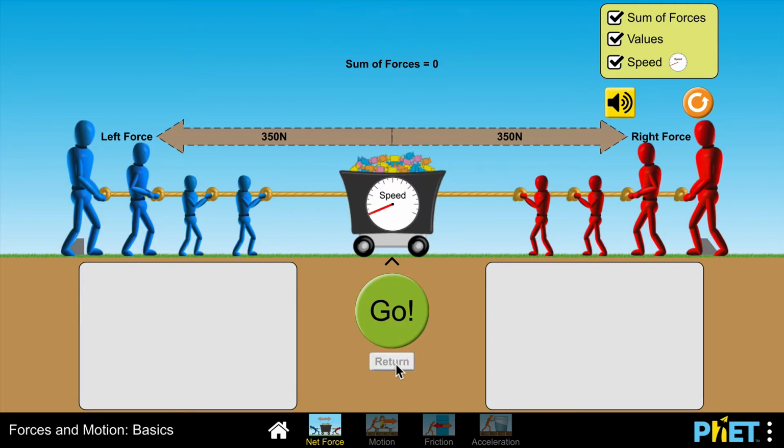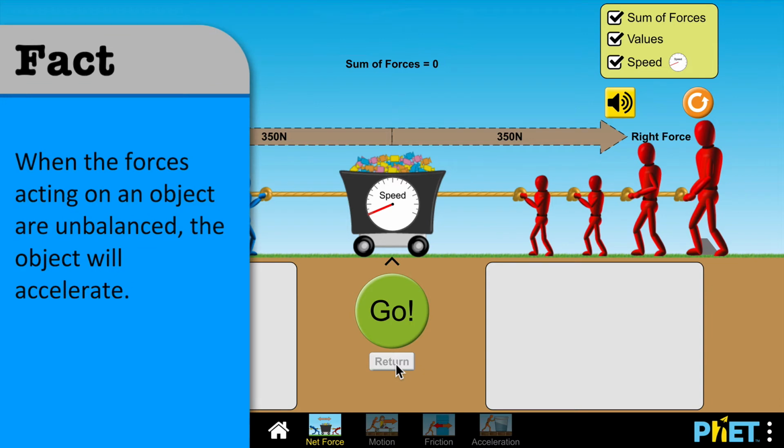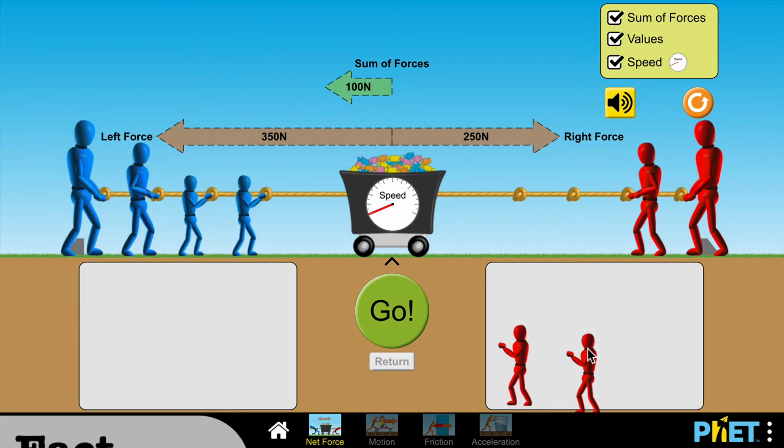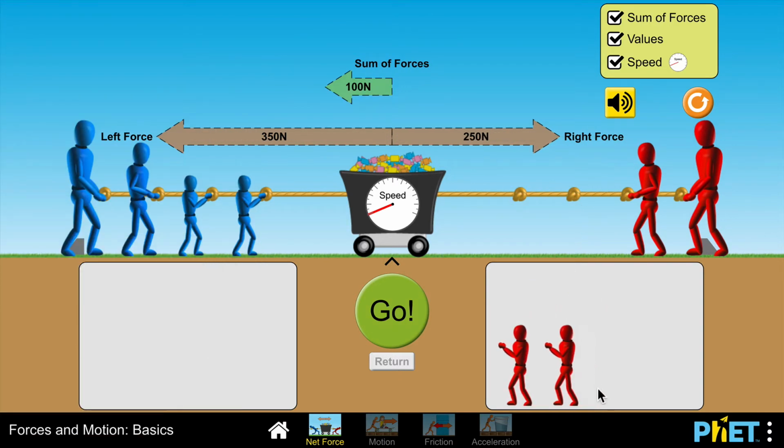Now Newton's second law. That says when the forces acting on an object are unbalanced, the object will accelerate. So let's remove some guys from that side there. There we go. Now we have a total force of 350 to the left, 250 to the right. So we have an unbalanced force of 100 newtons to the left.